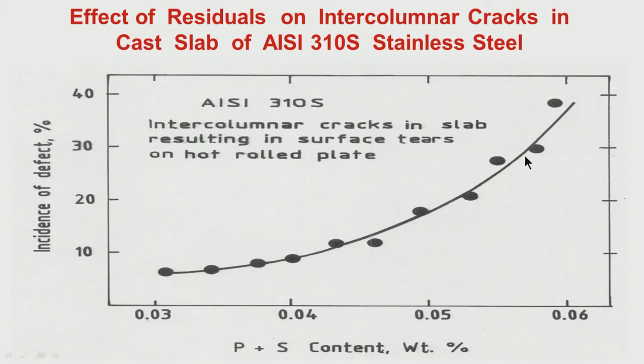Now another type of defect is the intercolumnar cracks, internal cracks, in 310S type of stainless steel. Similar cracks will be there for ball bearing type of steel, which is a totally austenitic solidification. Similar type of crack we may have for a steel which has 0.5 or 0.6% carbon. So there, what strategy do we have to follow?